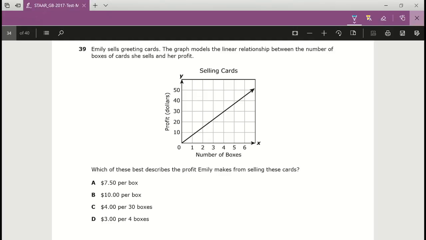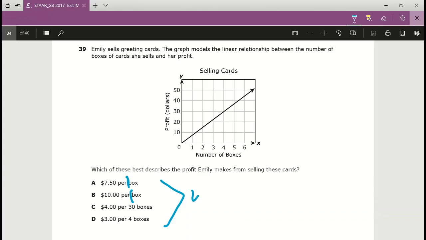Alright, question number 39 is a question that is kind of about graphs, and again, like how much we can have per box. So the first thing I would do is look at our answer choices. So remember, per means 1, so it's $7.50 per 1 box. Here, $10 per 1 box. Here, $4 per 30 boxes, so that's a little different. And here is $3 per 4 boxes, which again is a little different.